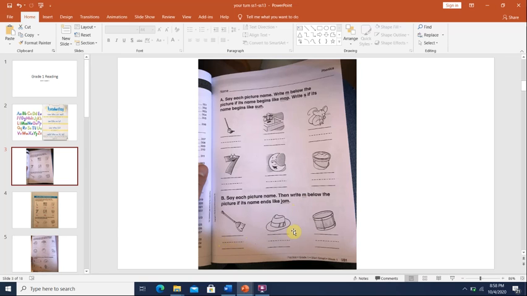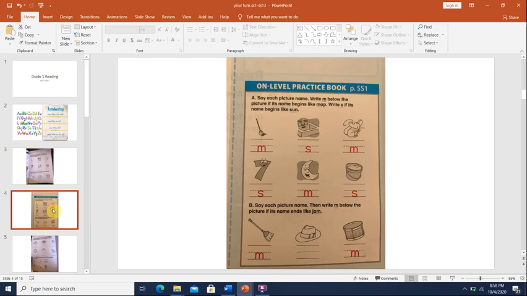Here is hat. Hat. Does it end with an m sound? No. It ends with a t. Okay, the third picture is drum. Drum. Drum. Does it end with m? Yes. Okay, so we'll be writing M here with broom because it ends with M, and drum because it ends with M. And here are the answers.